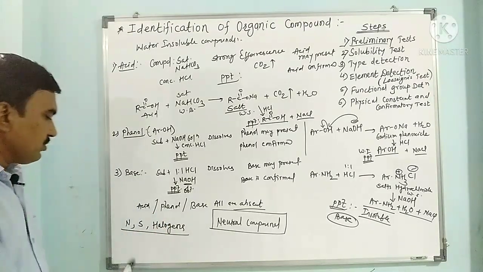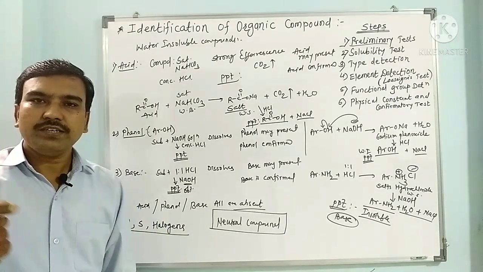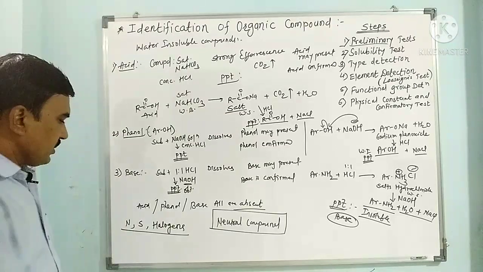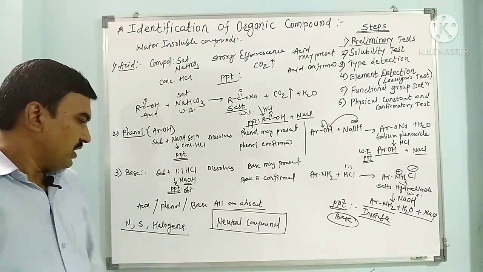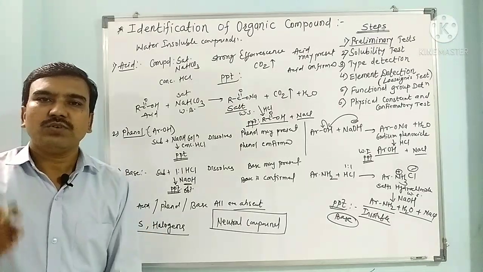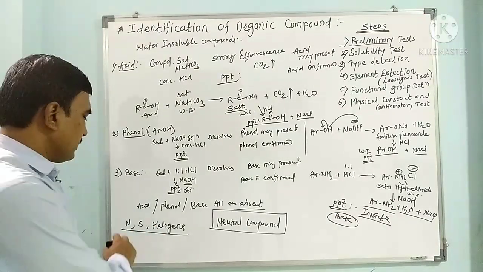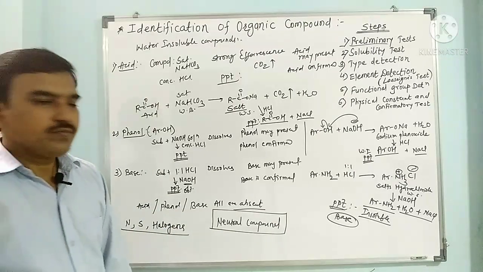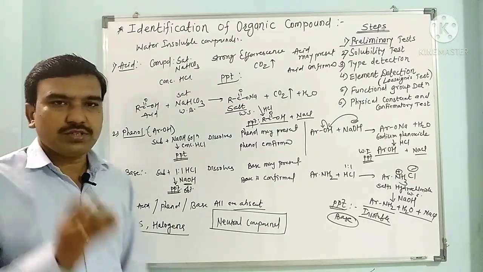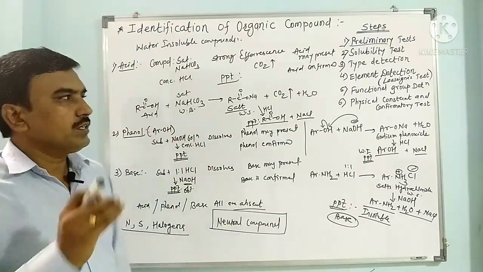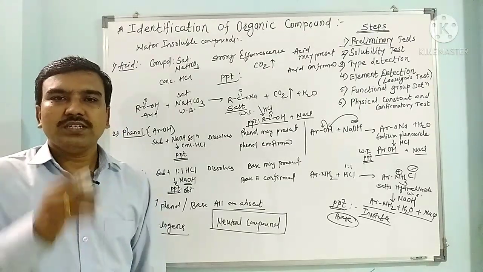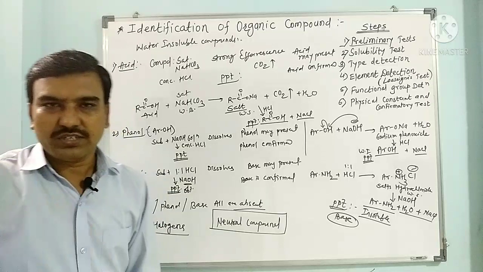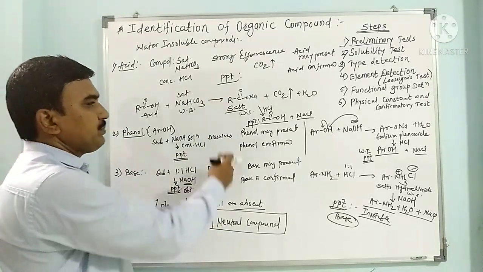For the detection of nitrogen, we use freshly prepared ferrous sulfate solution. For sulfur, we use sodium nitroprusside solution, and for the halogens, we use silver nitrate solution. In this way we get the tests for detection of nitrogen, sulfur and halogen. If we get nitrogen, then we have to check the functional group of the carbon, hydrogen, oxygen and nitrogen compounds on the basis of type present in it.